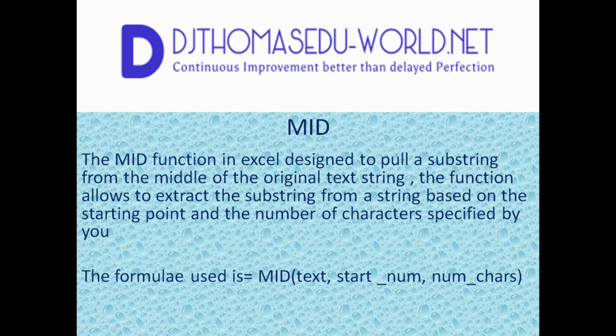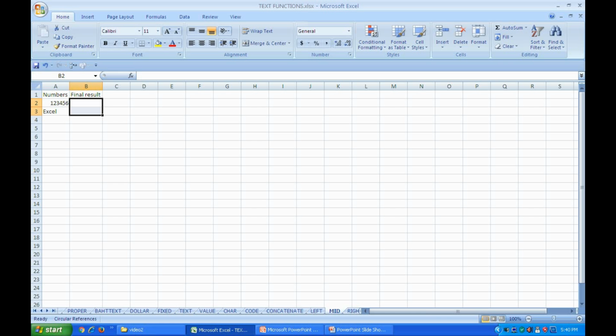Let's move on to the next Excel function, MID. What does the MID function actually do? The MID function in Excel is designed to pull a substring from the middle of the original text string. The function allows you to extract a substring from a string based on the starting point and the number of characters specified by you. The formula used is equals MID. Select the text, select the start number where you want to extract, and give the number of characters to be extracted. Let's see in Excel how it is actually performed.